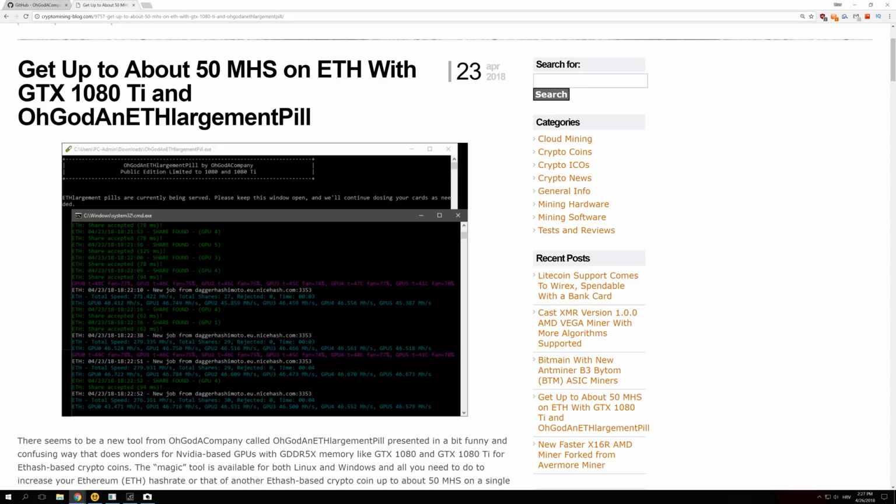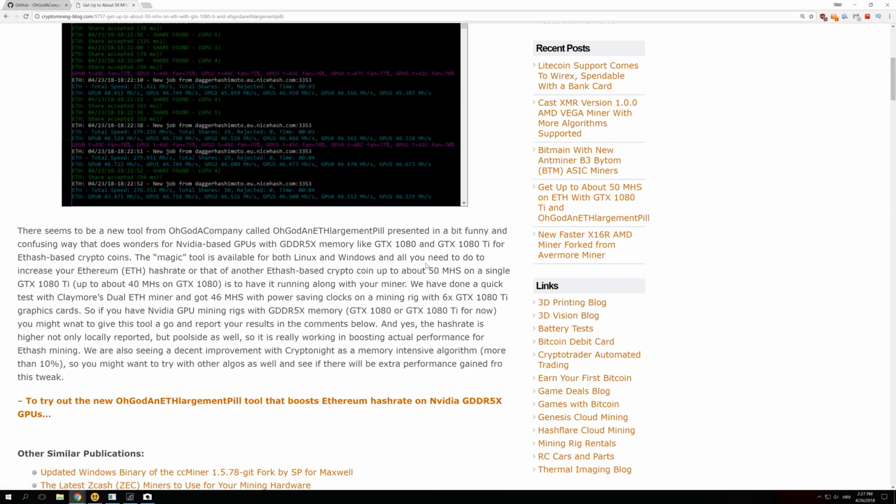So there is a way that you can double your Ethereum mining rate, and the way it does that is it actually rewrites your memory timings in real time on your GDDR5X GPUs. You can only do it on those three GPUs, and it appears to be working even on some other algorithms like CryptoNight, where you get 10% more of the hash rate.